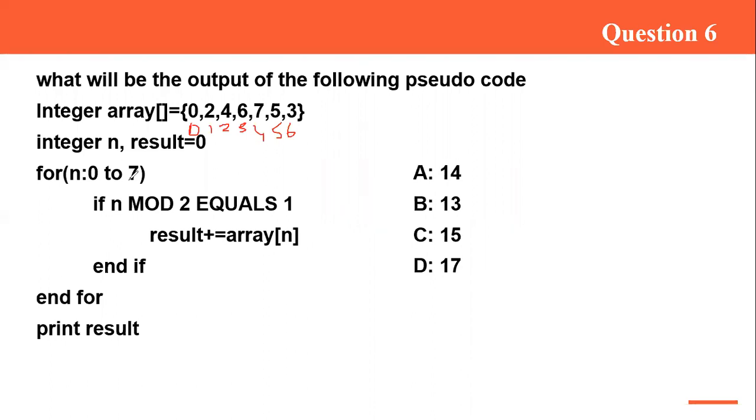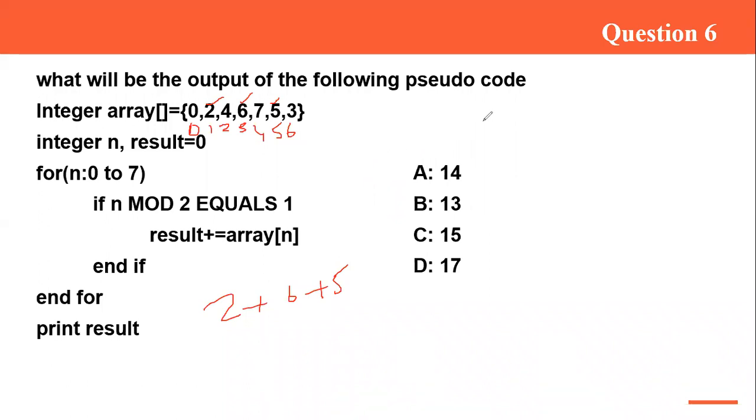What are the values at 1, 3, 5 indexes? 2, 6, and 5. Am I right? What is 2 plus 6 plus 5? 13, right? Am I clear, boys and girls? We are just adding the elements at the indexes where n is odd. In which cases will n be odd? 1, 3, 5. The values there are 2, 6, and 5. If I add them, what result do I get? 13. The answer is 13.